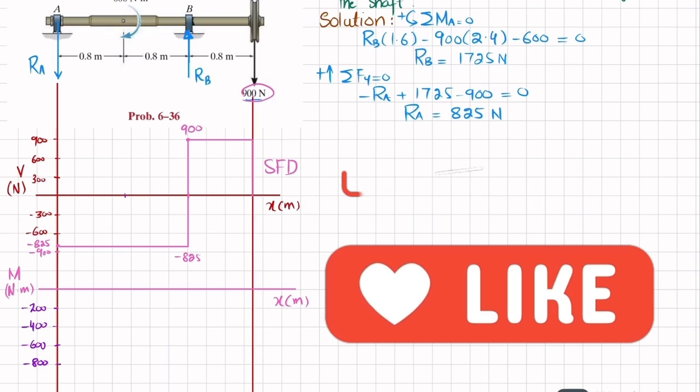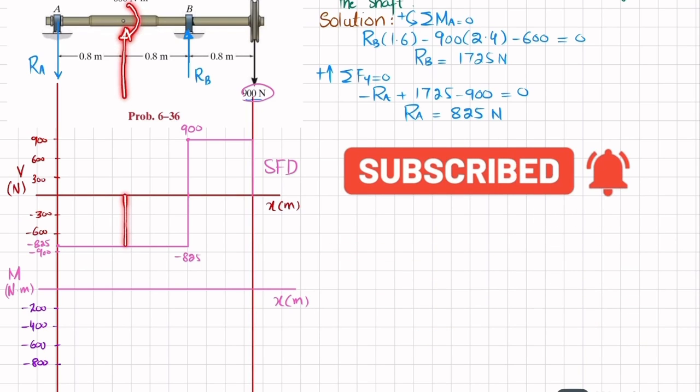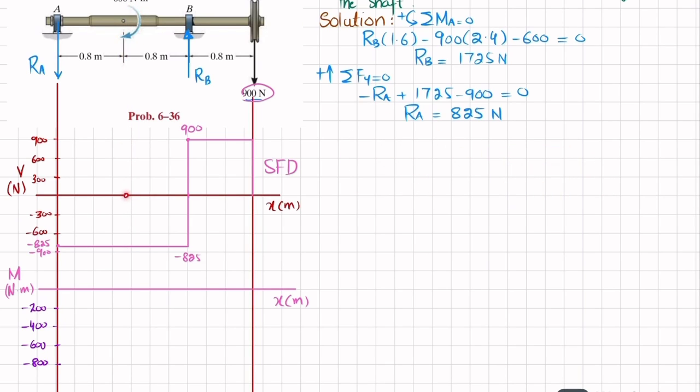At point A, from this point till this point, we divide it into two portions, because here you can see there is an external moment till this point. The area under the shear force diagram will give you the bending moment, and this area is 825 into this length, which is 0.8. So 825 multiplied by 0.8, with the minus sign, will give you minus 660. So at this point the bending moment will be minus 660.